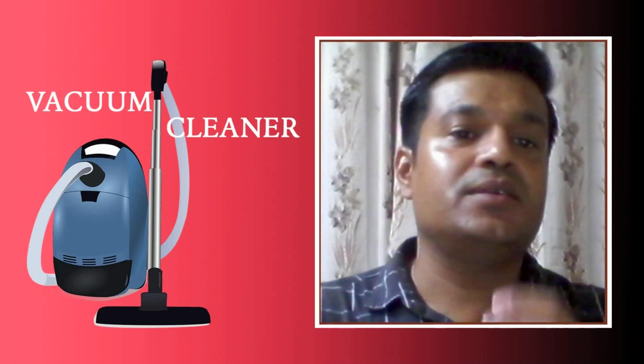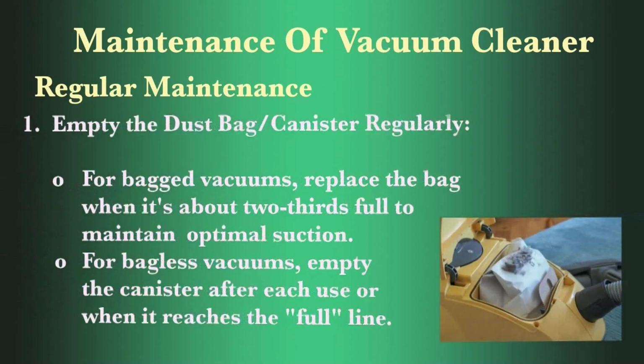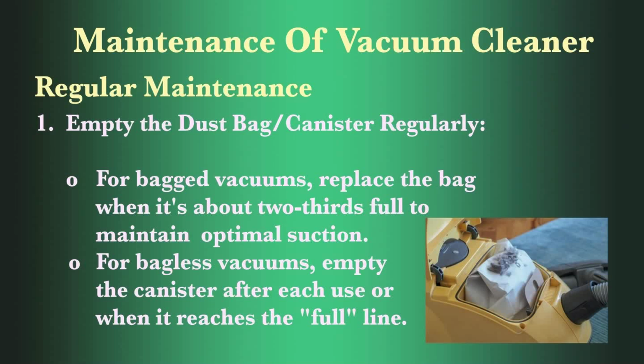So first, what we should do as part of the regular maintenance. Number 1, empty the dust bag or canister regularly. For bagged vacuum cleaners, which I have already mentioned, replace the bag when it is about two-thirds full to maintain optimal suction. For bagless vacuum cleaners, empty the canister after each use or when it reaches the full line.